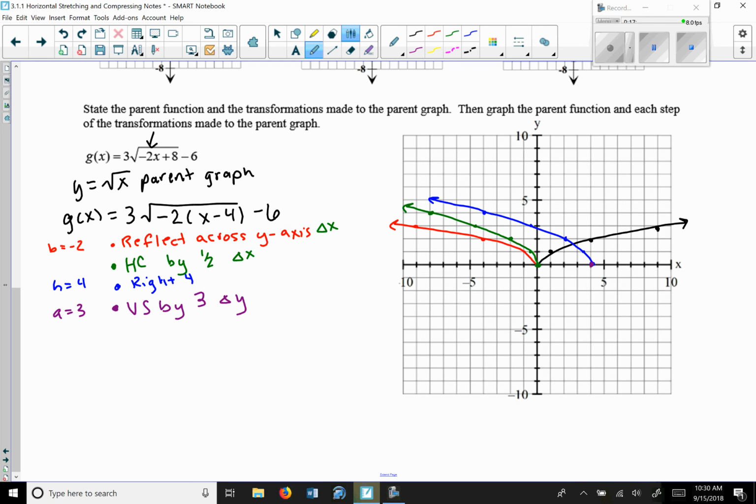So the 0 as the Y value stays at 0. 1 times 3 is 3. And then 2 times 3 is 6. 3 times 3 is 9. And then, of course, 4 times 3 is 12, so that's going to be off of our graph.